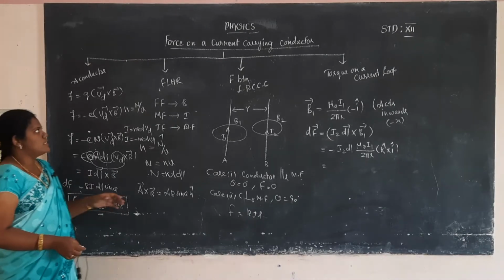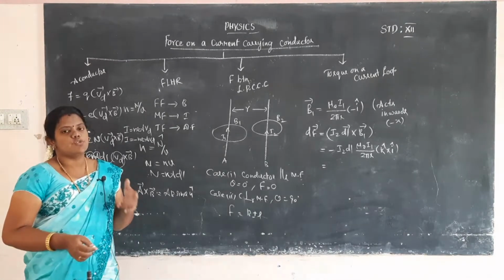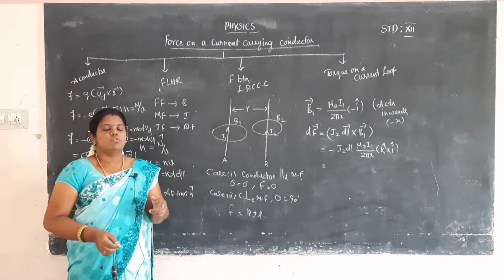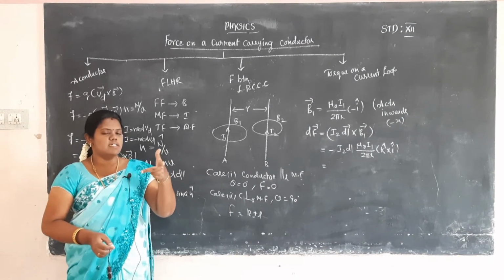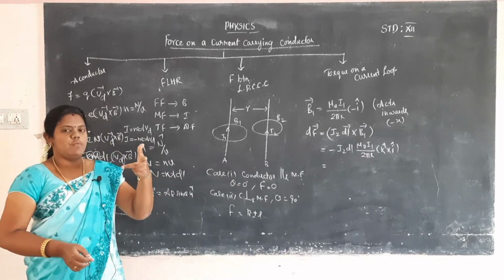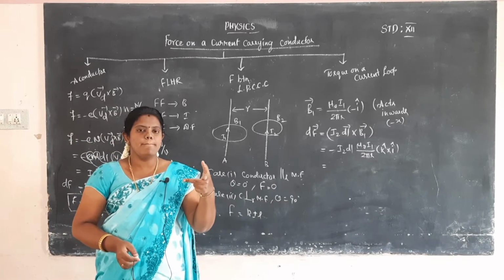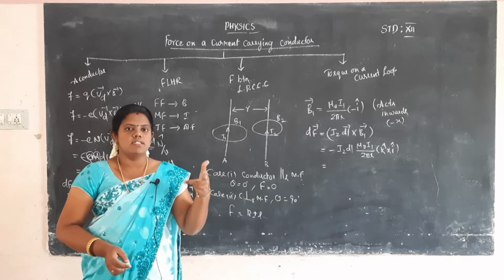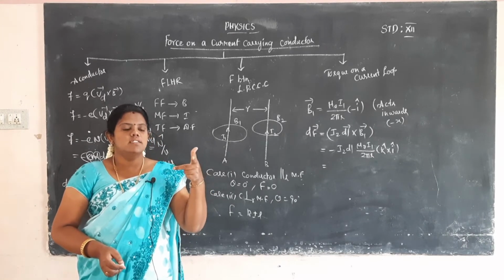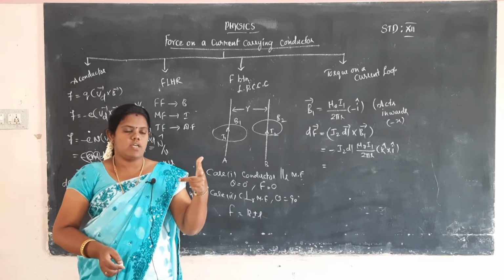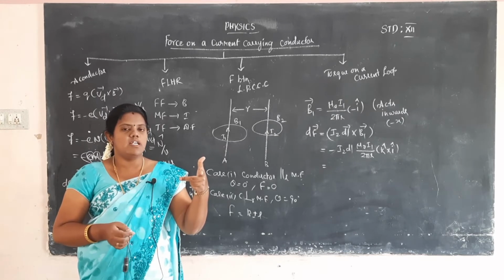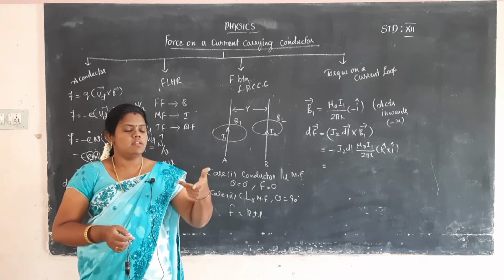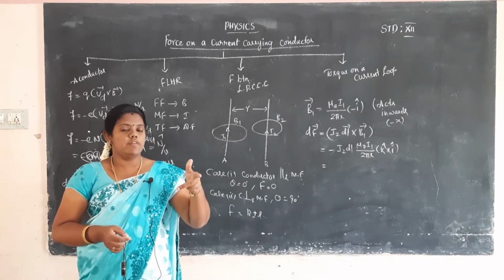Now we will consider Fleming's left hand rule. We consider three fingers on your left hand: thumb, middle finger and forefinger. Stretch the three fingers so that they are mutually perpendicular with one another.